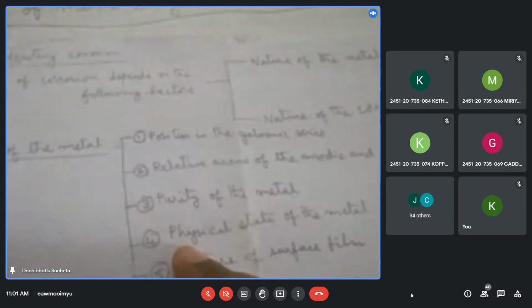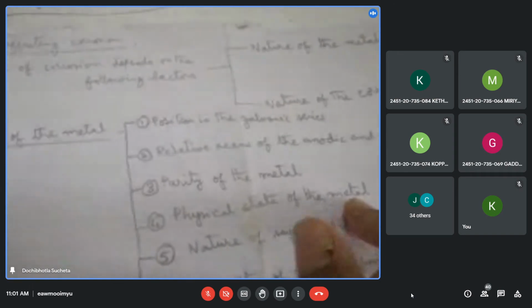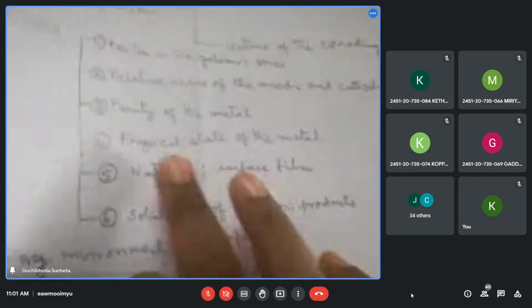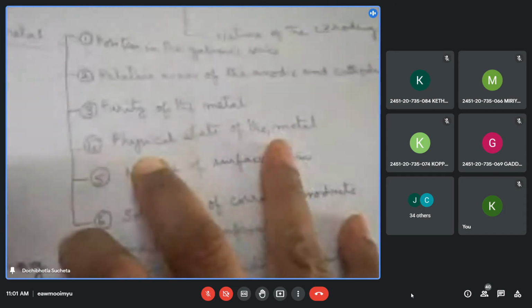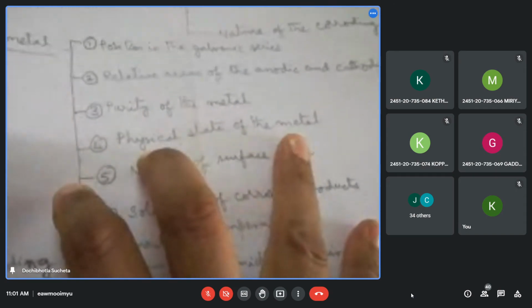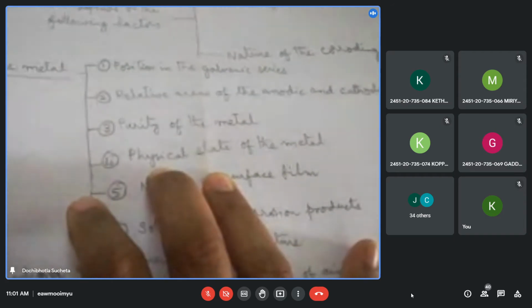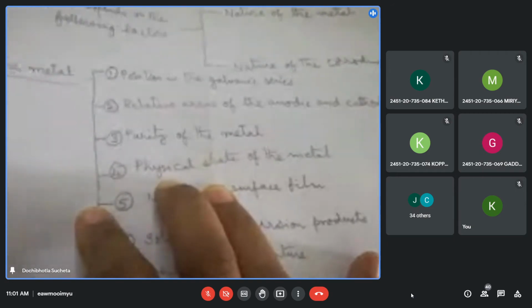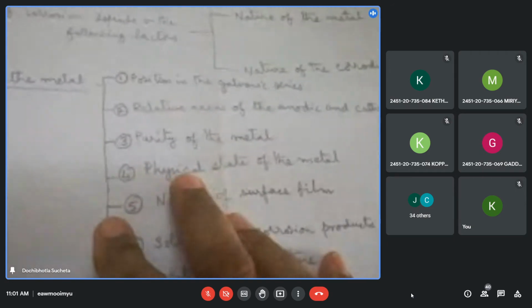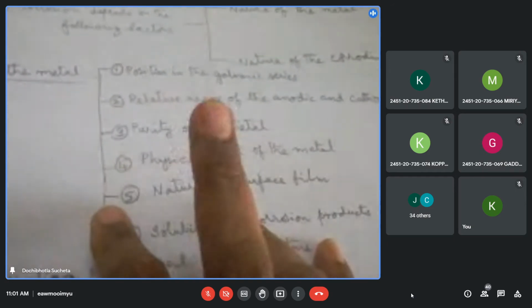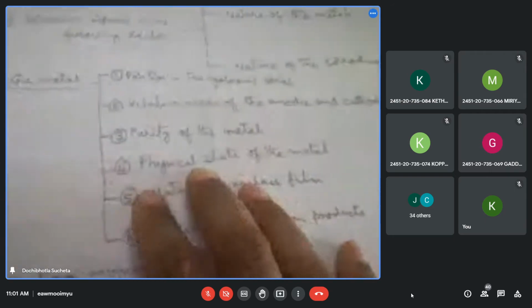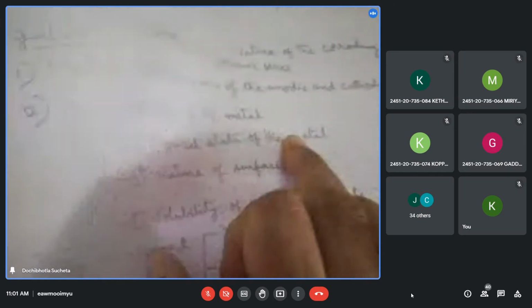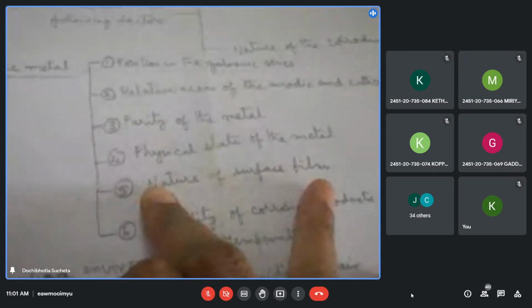Next, what about the physical state of the metal? First point you need to know here is physical state. Larger granular metals will suffer less corrosion as compared to smaller granular metals. That's the first point. And metals generally in the solid state suffer less corrosion than liquid metals, which are susceptible to more corrosion. Okay, and hence is the discussion. Nature of the surface film.